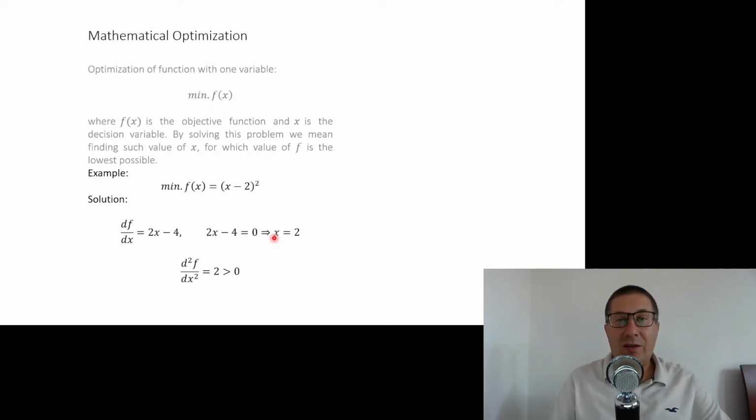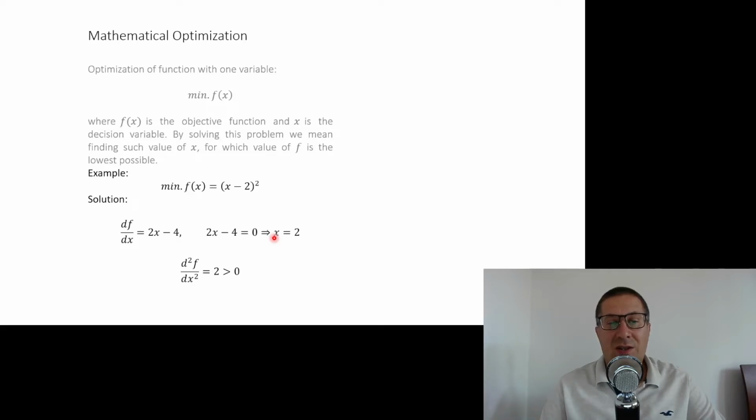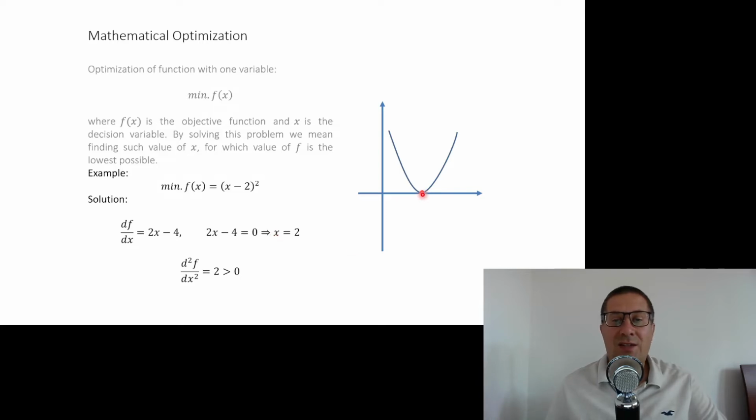Yeah, it looks like this. So derivatives and second derivatives help us. That is why we like to formulate our optimization tasks using equations for which we can calculate derivatives. Here is the shape of this function and the optimal solution for x equal 2.